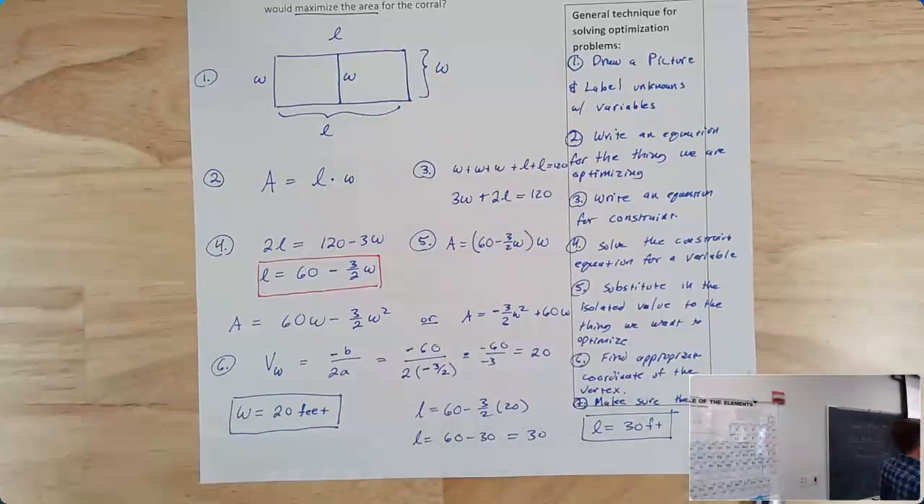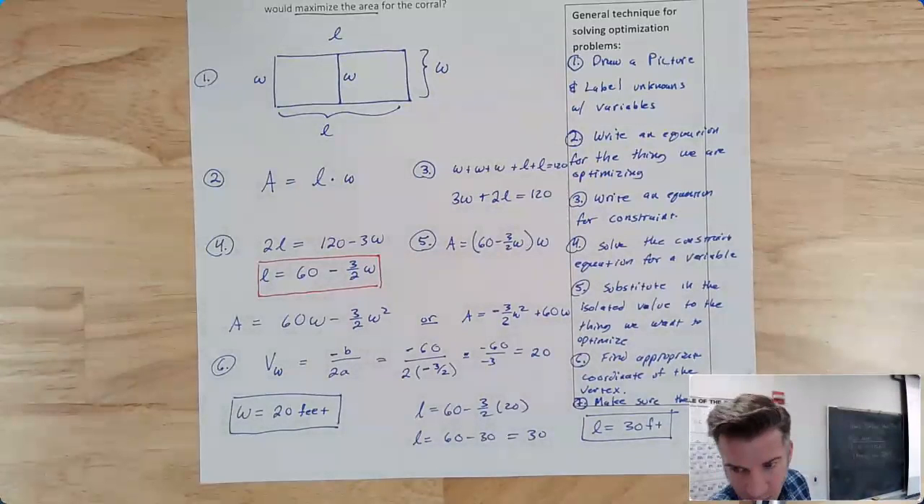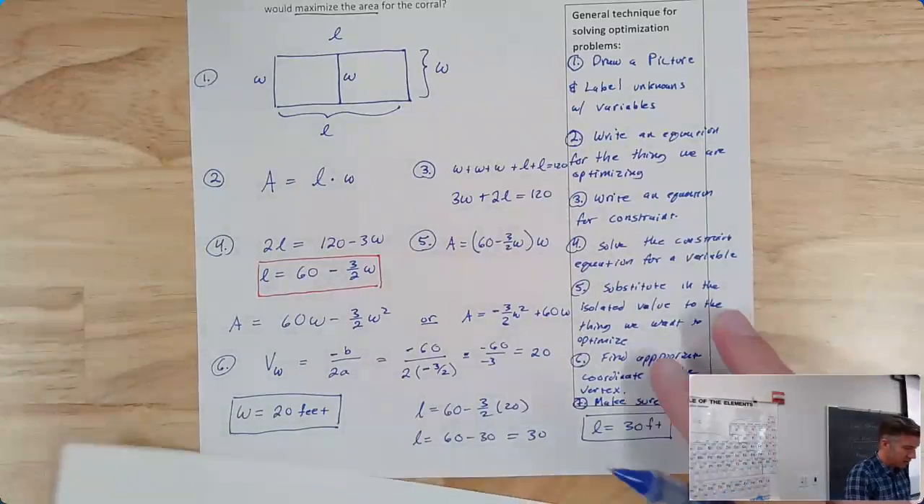So I could have totally asked the same question, except instead of saying, find the dimensions that maximize the area, I could have said, what is the maximum area? And then our answer would have been, well, since we know that the length is 30 and the width is 20, the maximum area would have been 20 times 30, which is 600. Now, never enough room. I just want to point out, since it's not what we're being asked here, but we totally could find it.